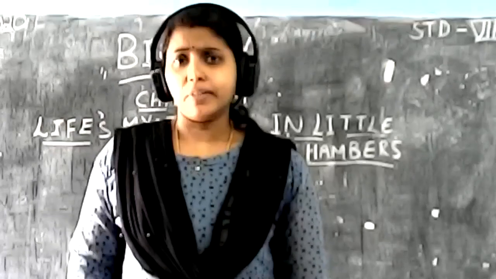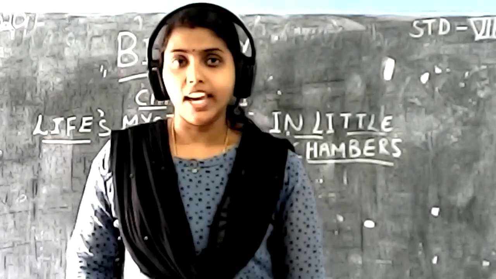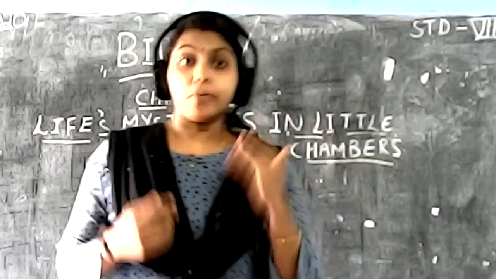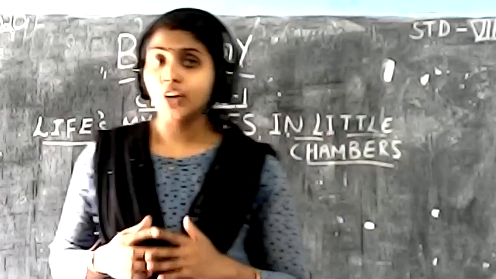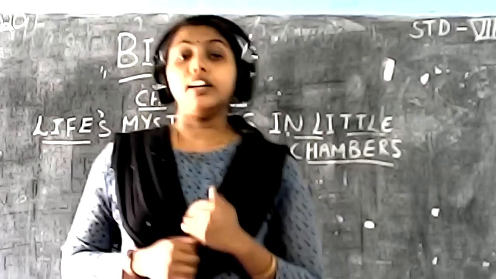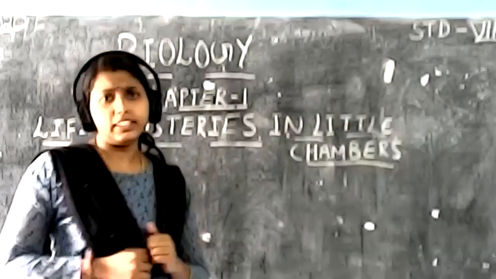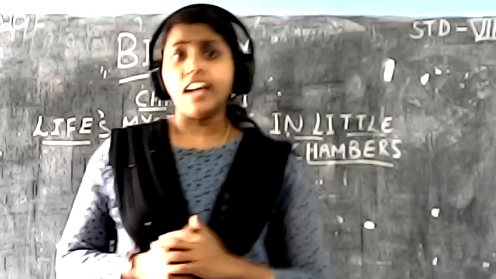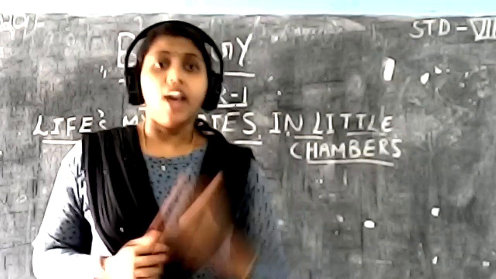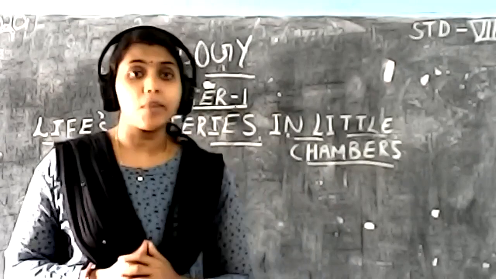So in this chapter, today we are going to deal with the second part. Last class we studied the different types of microscope, the different parts of microscope, and the function of each part. Last class itself, we asked, what are the little chambers? In our chapter it comes as Life's Mysteries in Little Chambers. These little chambers are the cells.